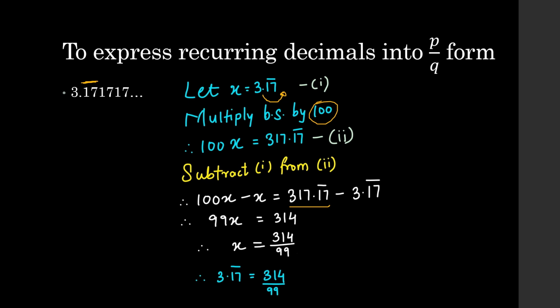Again this 17 bar will become 0 in subtraction. 317 minus 3 will give you 314, and 100 minus 1 is 99. x will be 314 upon 99. Now what is x? x is 3.17 recurring. So we got the answer. The decimal 3.1717 recurring is nothing but 314 upon 99 in fraction.